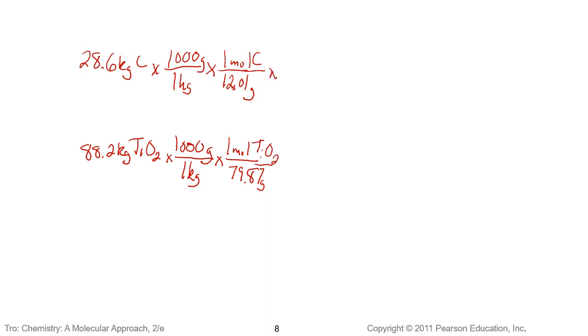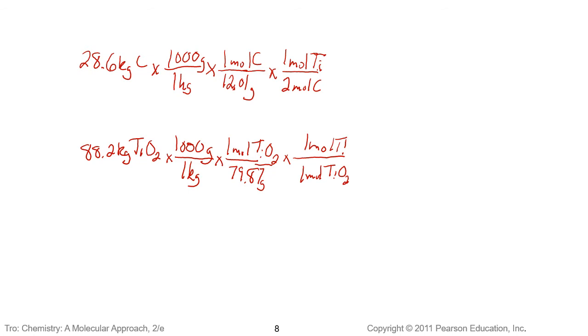Now we go to our balanced chemical reaction. We look at the coefficients in front of our balanced chemical reaction. We see that it takes 2 moles of carbon to make 1 mole of just titanium. And for our titanium 4 oxide, it's 1 mole titanium 4 oxide to make 1 mole of titanium.